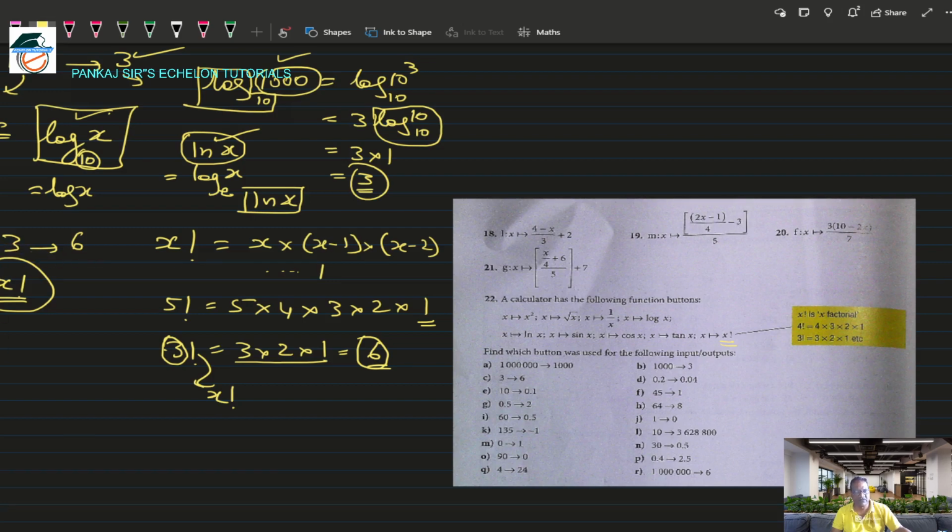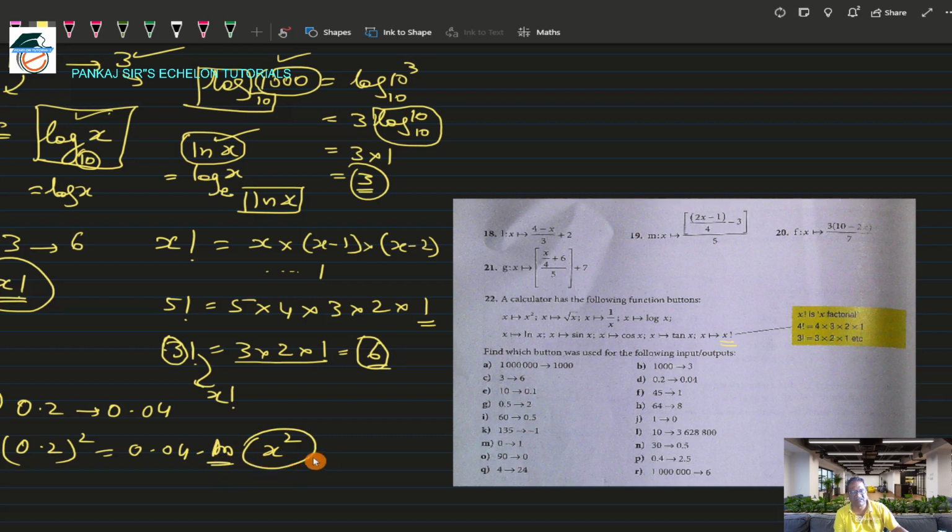So that's the answer for C. Now quickly moving to D. D is 0.2 to 0.04. Now here it is straightforward. If you do 0.2 squared, you will get 0.04. So the function that you are using is nothing but x squared. Okay, so this is the answer. Function will be x squared, right?